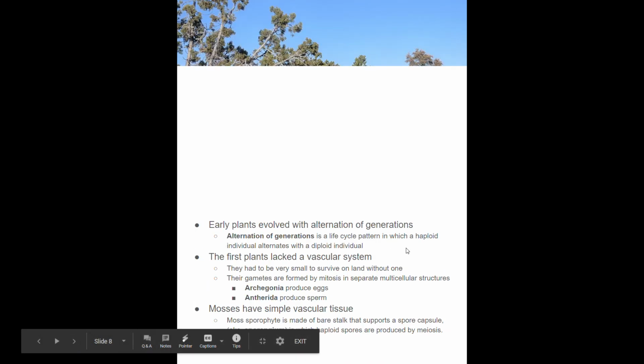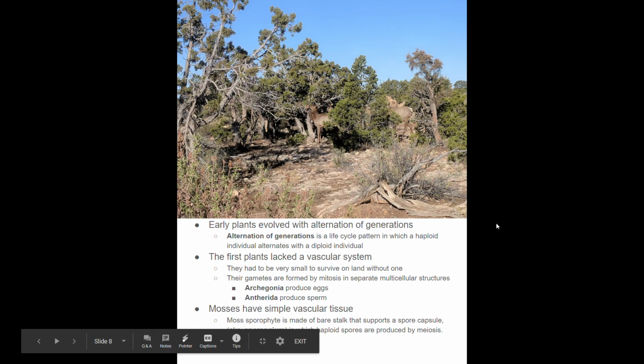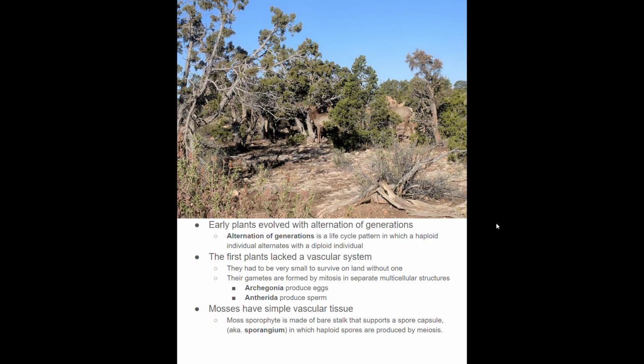All right. So, early plants evolved with alternation of generations. Now, this is a really weird concept. It's a life cycle pattern in which haploid individuals alternate with diploid individuals. So I want you to think the parent is a haploid, and then it can have diploid offspring, but then the diploid offspring, when it becomes a parent, can have haploid offspring. Does that make sense? So if you have a grandparent that's a haploid, your parent could be diploid, and then you could be haploid again. So it just has that alternation of generations within its life cycle, so it kind of flip-flops.